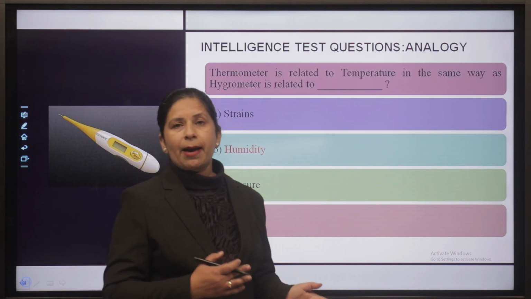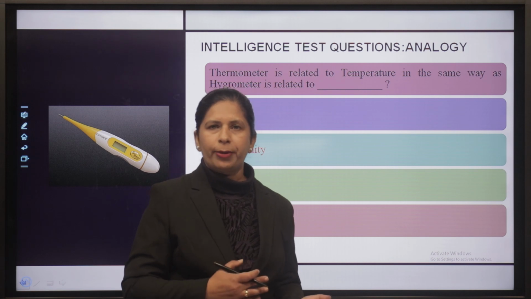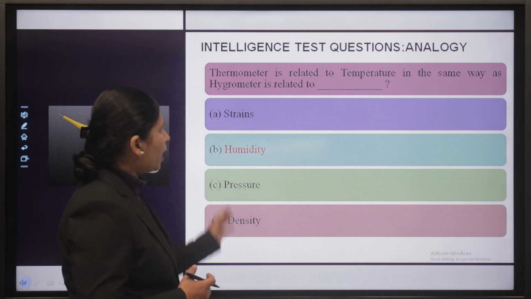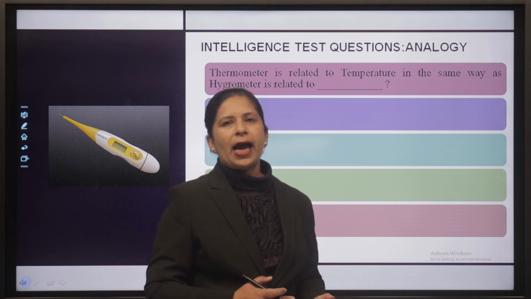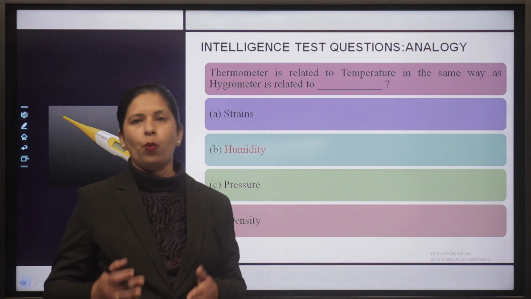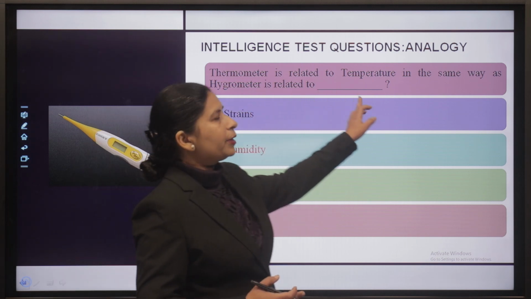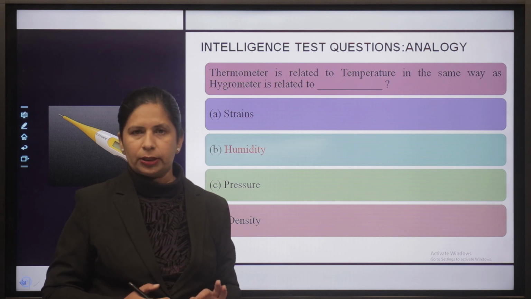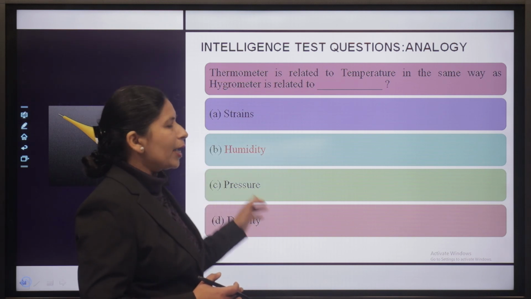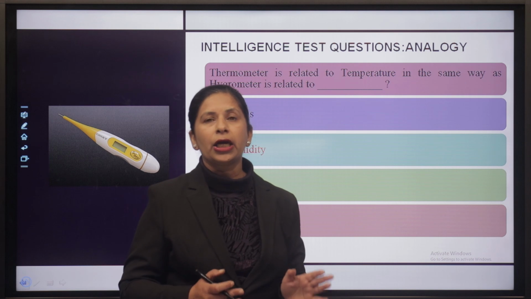So now let's see a sample question that is based on an instrument. They will give you a question that thermometer is related to temperature in the same way as hygrometer is related to what? तो थर्मामीटर से हम टेम्परेचर मेजर करते हैं. सो हाइग्रोमीटर से हम क्या मेजर करते हैं? सो द करेक्ट आंसर इज हाइग्रोमीटर से हम मेजर करते हैं ह्यूमिडिटी.